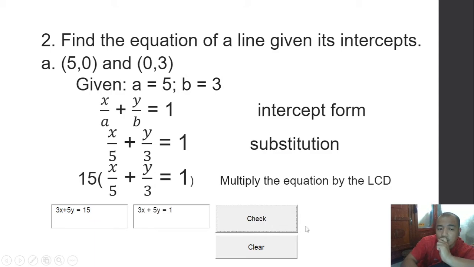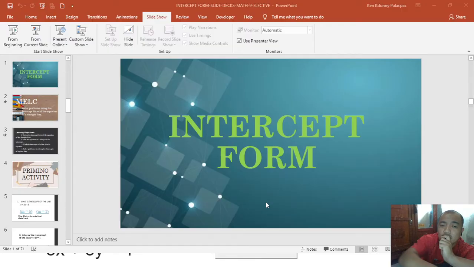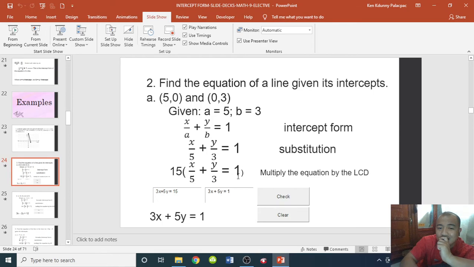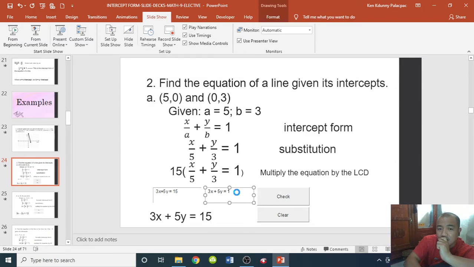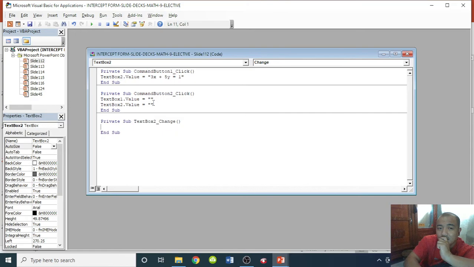Let's check. Wait, it should be 15, right? I wrote 3x plus 5y equals 1. It should be 15. Let's change the answer. Our answer here was wrong. It should be 15, right? Let's change the answer to 15. Okay.